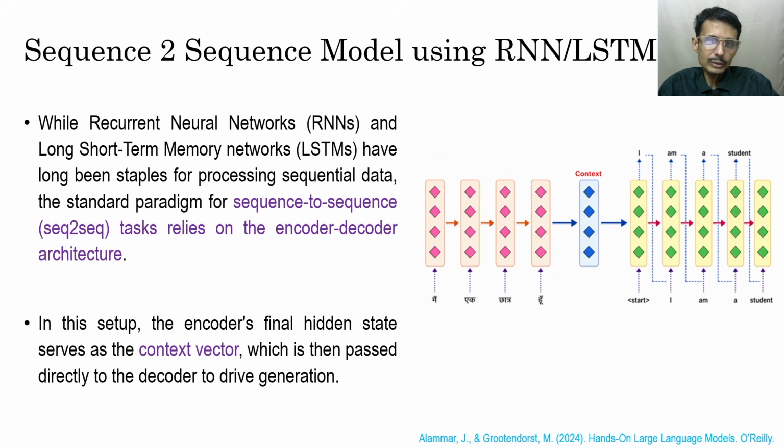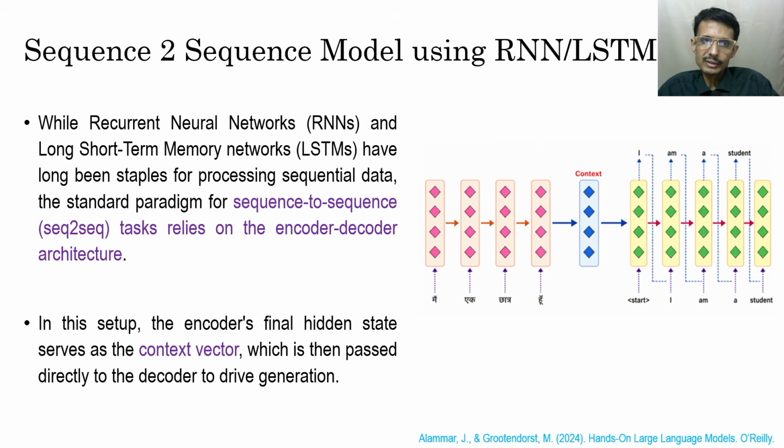So we are going to start a very interesting topic that is called sequence to sequence modeling, using whatever we have discussed, our sequential model, RNN or LSTM. Now, as we know, these RNNs and LSTMs have been used for modeling sequential data. But sequence to sequence models basically employ an encoder decoder model, what we have seen in the last class also.